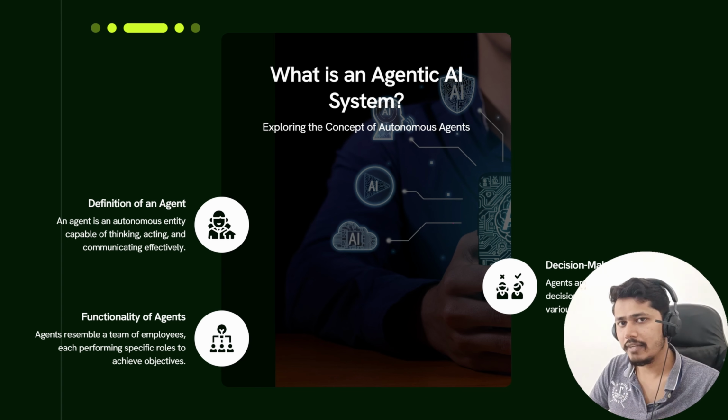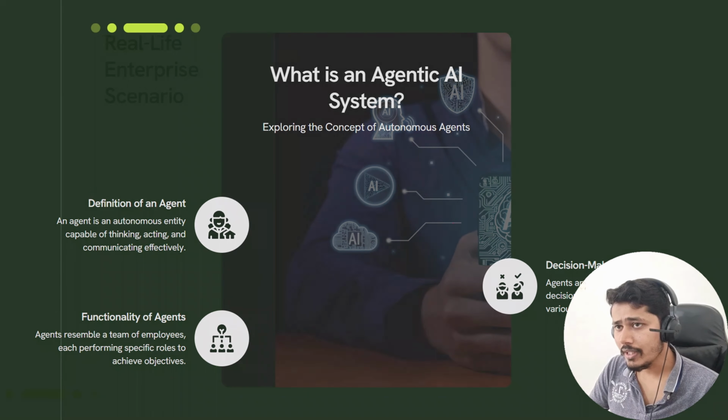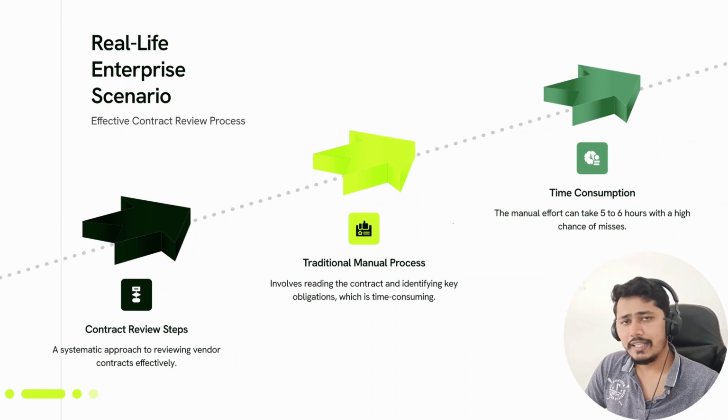But if you are writing a function which helps you to hit an HTTP request to Outlook and send an email, then definitely these agents are now capable of sending those emails as well. So let's understand the real life enterprise scenarios, how exactly the enterprises are looking at the agentic framework.